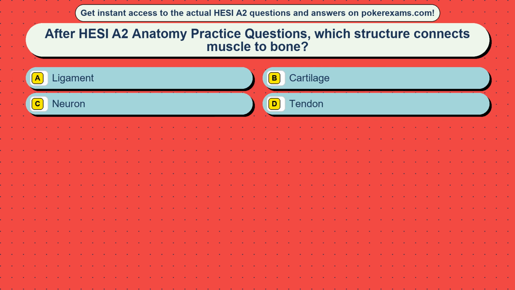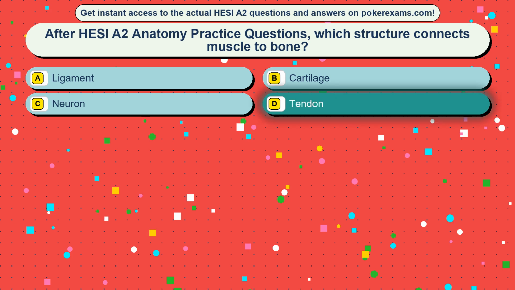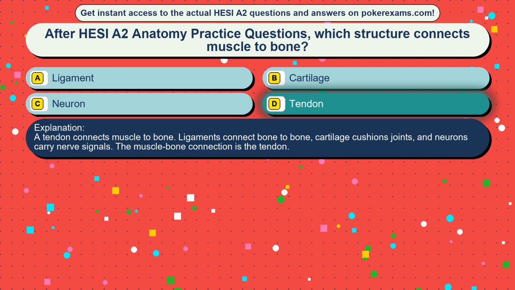Question 46. On HESI A2 anatomy practice questions, which structure connects muscle to bone? Option A, ligament. Option B, cartilage. Option C, neuron. Option D, tendon. The correct answer is option D, tendon. A tendon connects muscle to bone. Ligaments connect bone to bone, cartilage cushions joints, and neurons carry nerve signals. The muscle-bone connection is the tendon.